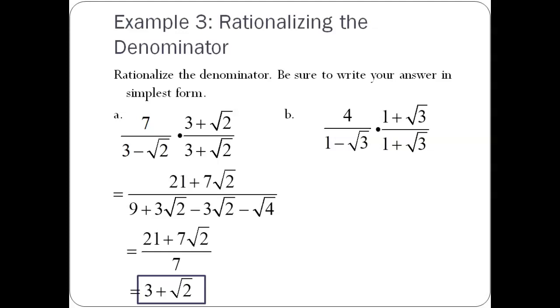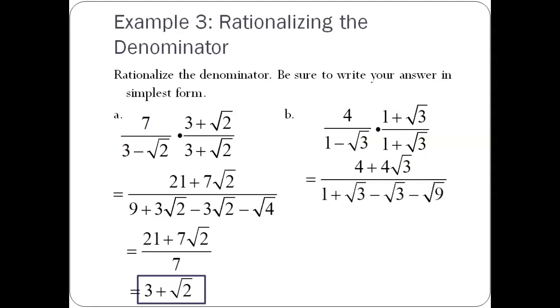All right, so 4 times 1, that's equal to 4. 4 times root 3, that's 4 root 3. And in the denominator, we have 1 times 1, that's 1. 1 times root 3, that's root 3. Negative root 3 times 1, that's negative root 3. And negative root 3 times root 3, so that's negative square root of 9.